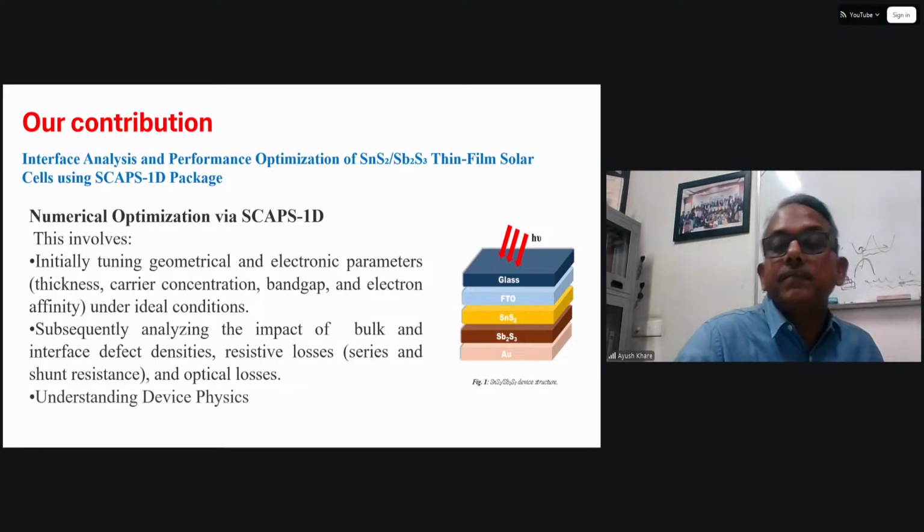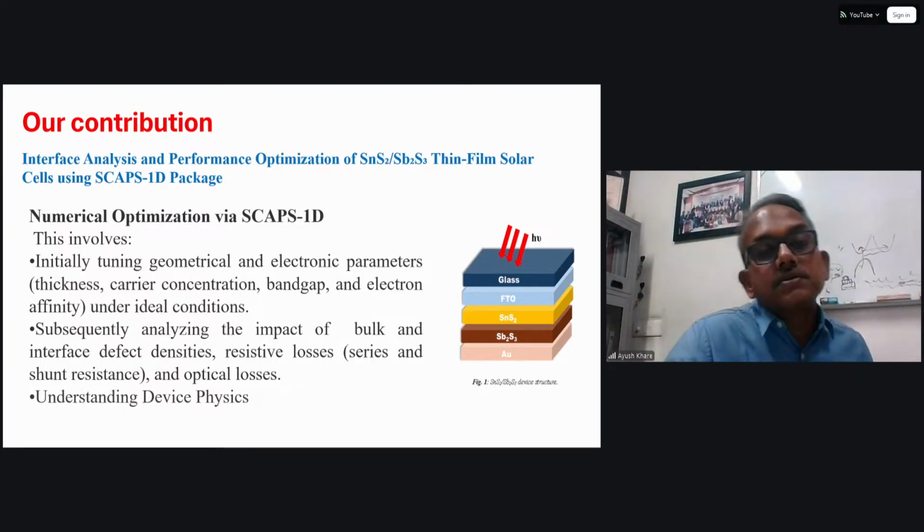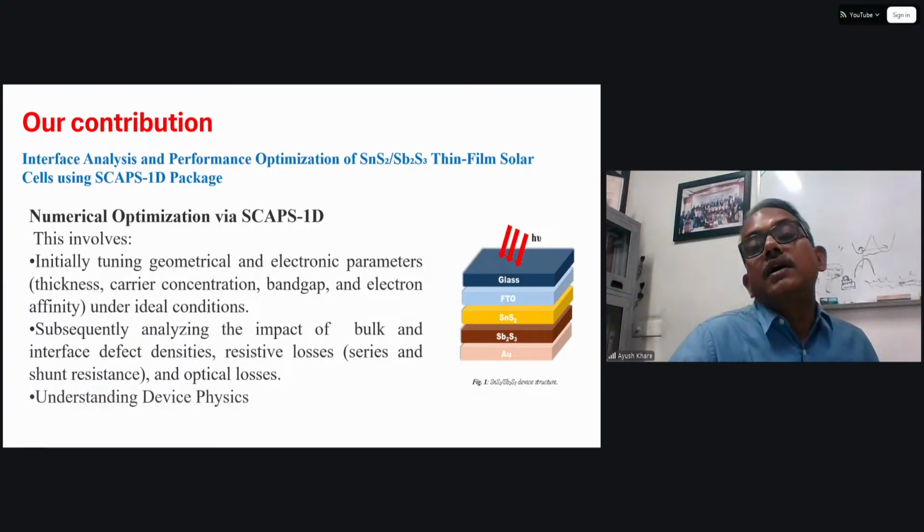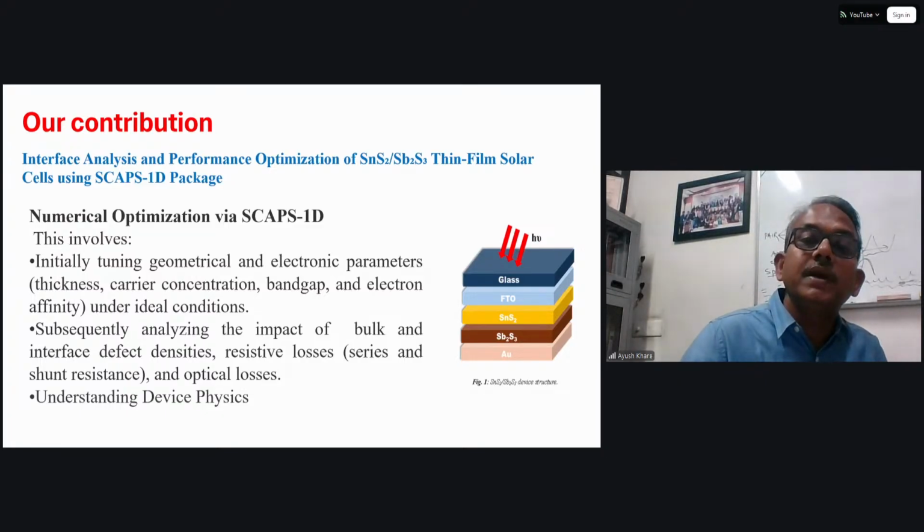Recently we have started working with the SCAPS 1D simulation software, and we have taken SnS2, tin sulfide, as the counterpart for Sb2S3 films. So this Sb2S3 is P-type and SnS2 is N-type. This combination we are working on.